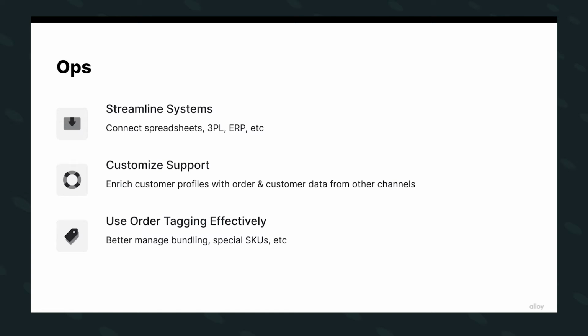Let's say you can bring in subscription data from Recharge or Smarter or Skio and say if it's a certain type of item, we want to provide a different type of support or label this customer as a VIP or a beta customer of a new product. And then thirdly, you can use order tagging more effectively to better manage, say, bundling, special SKUs, etc. So you can insert tags into your different apps like Klaviyo, PostScript, Shopify, whatever supports that.